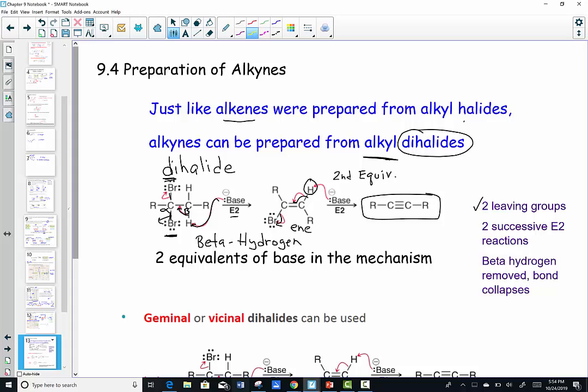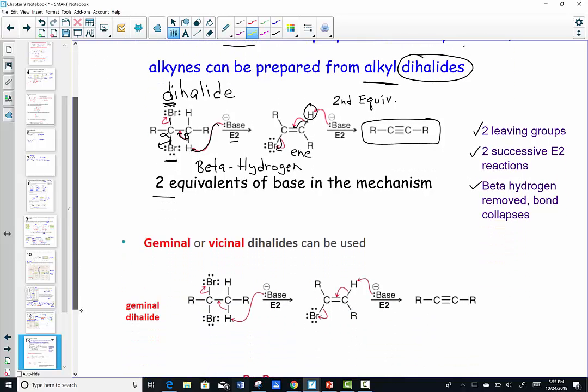There are 2 leaving groups. They're both halogens. There is a stepwise mechanism. One leaving group leaves, and in the next equivalent of base, the second leaving group leaves. And remember, the beta hydrogen then collapses and forms the pi bond. 2 equivalents of the base in this mechanism.